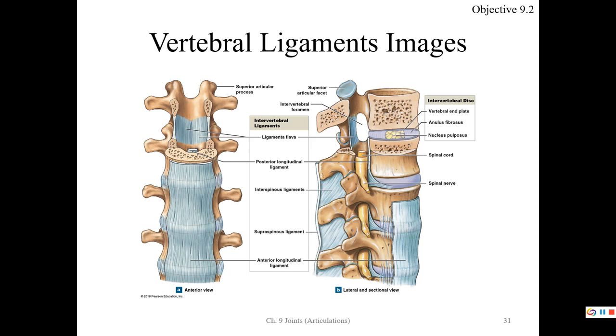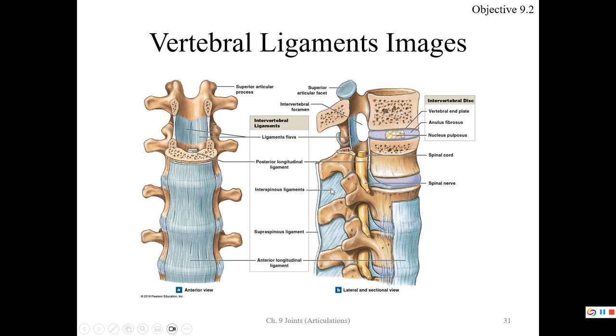So you can see the much bigger, thicker anterior longitudinal ligament, and the thinner, weaker posterior longitudinal ligament. We could see the ligamentum flava. We could see the supraspinous ligament and the interspinous ligament.